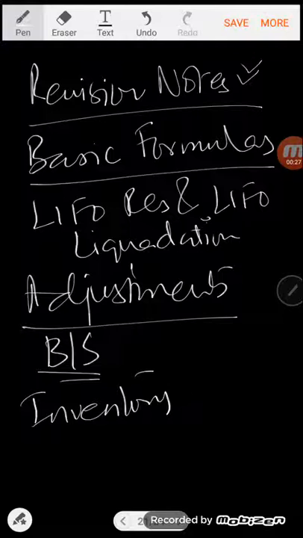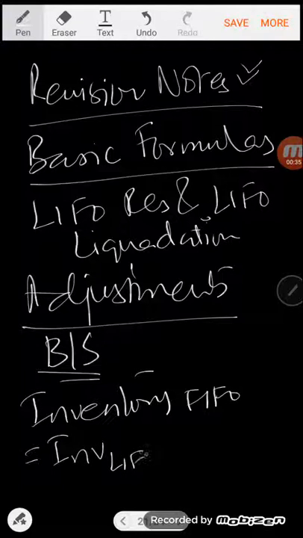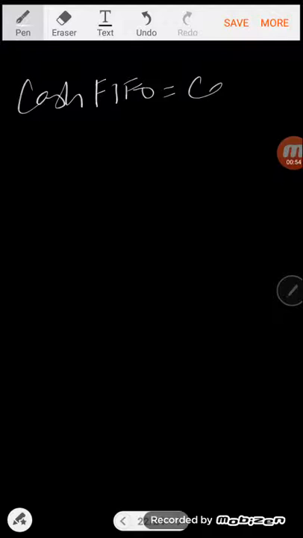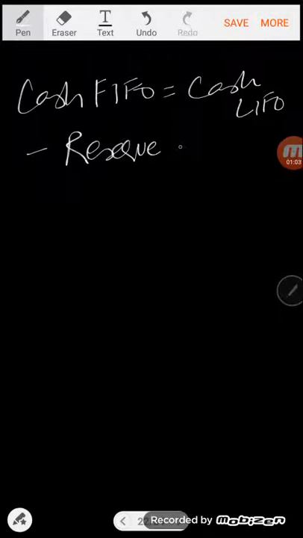The first formula that comes to mind is how we can calculate FIFO inventory. Well, it is simple. Inventory LIFO plus LIFO reserve. So this is the basic formula that everyone is at least familiar with. But look at the other formulas. For example, how can we calculate cash FIFO? Well, we can easily calculate it if we know cash LIFO minus the reserve LIFO into tax rate.